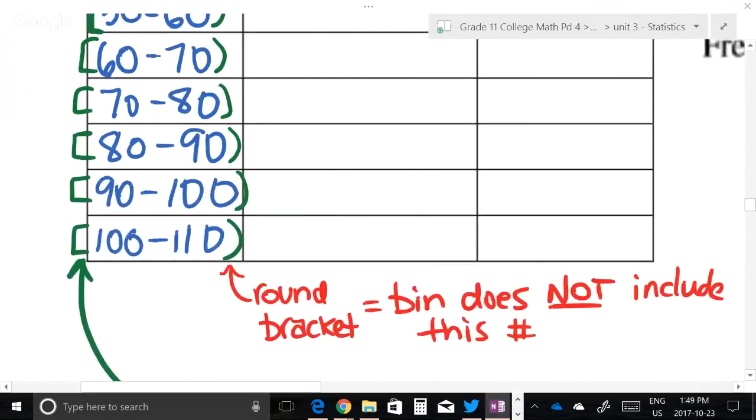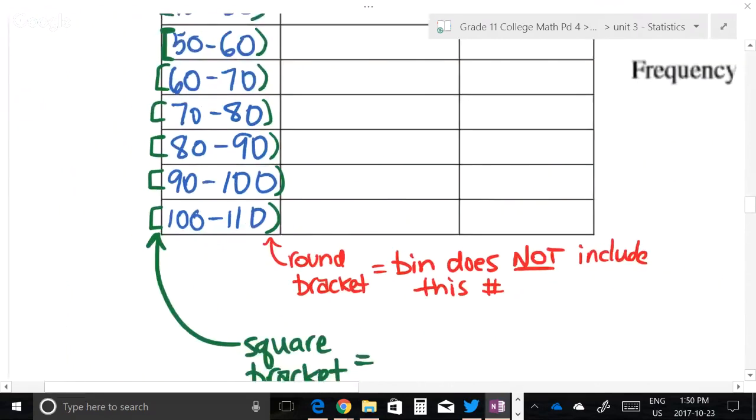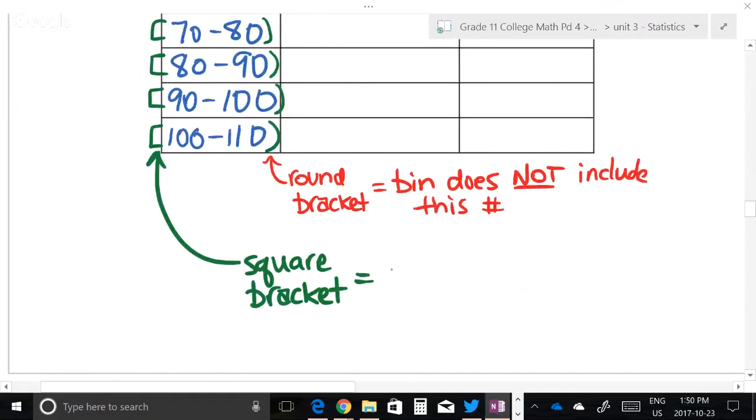So the next bin always starts with the same number as the previous one because it's continuous. You can't start at 81, right? Because then what would happen if somebody had gotten an 80.3? Now it doesn't have a bin. Does that make sense? So what this tells me is start at 80. 80 would fall in this bin and go up to 90, all the way up to 90, but 90 itself does not go in this bin. It goes in the next one. Does that make sense? A little bit of sense? Again, it helps maybe when we actually get doing it.